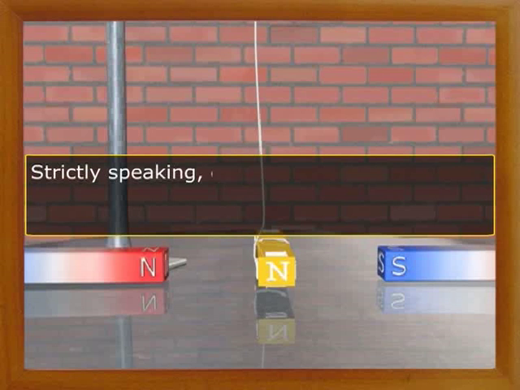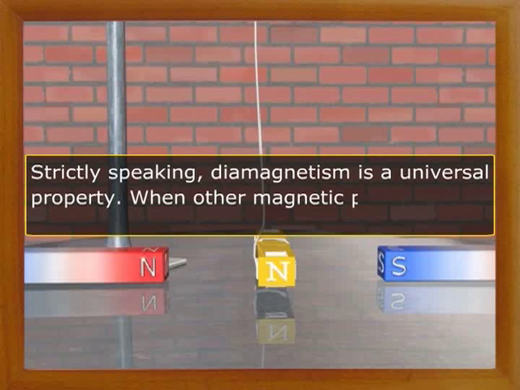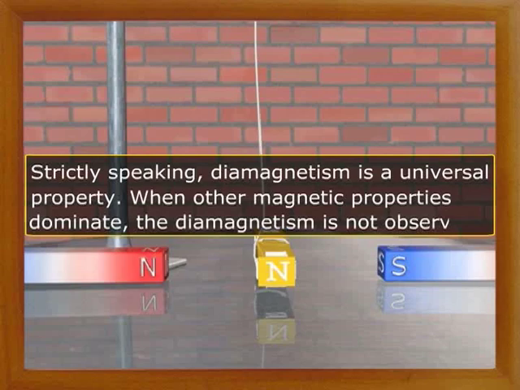Strictly speaking, diamagnetism is a universal property. When other magnetic properties dominate, the diamagnetism is not observed.